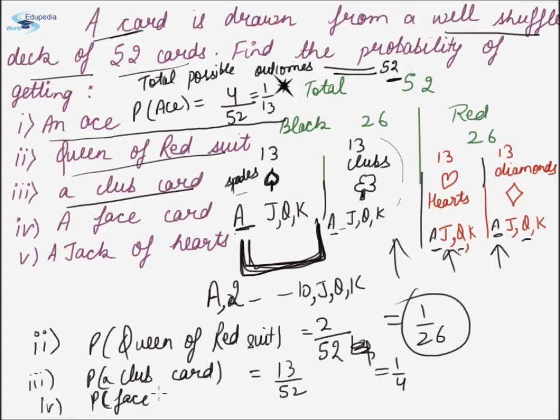For the fourth case, that is a face card, the favorable outcomes are: either we can have these 3 face cards, or these 3, or these 3 J, Q, K cards, or these 3 face cards. So all in all we have 3 into 4, that is 12 face cards. So 12 over total possible outcomes, that is 52, which is 3 over 13.